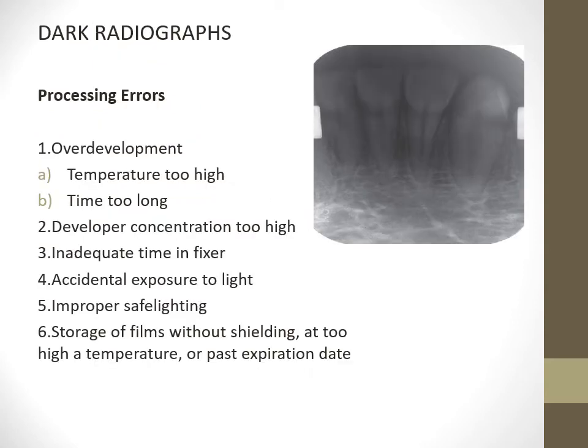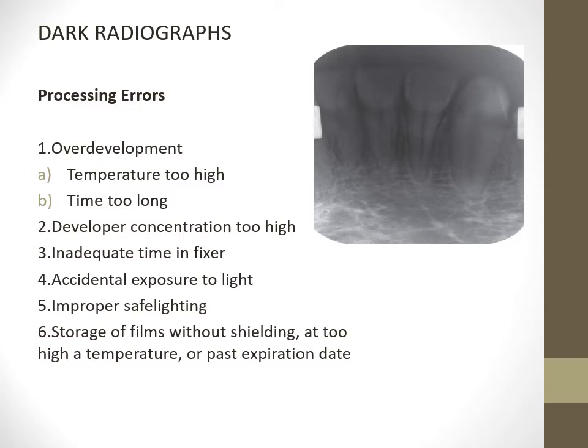Next is the dark radiograph. Again here we have processing errors. First is overdevelopment, that is, temperature too high. When it is too humid, when the temperature is quite high, we get a dark radiograph. In case time is too long, if the film is placed for a longer time in the developing solution, it gives a dark radiograph. Developer concentration too high: in a newly prepared, freshly prepared solution, the concentration will be quite high, and the moment you put the film, it gets processed.